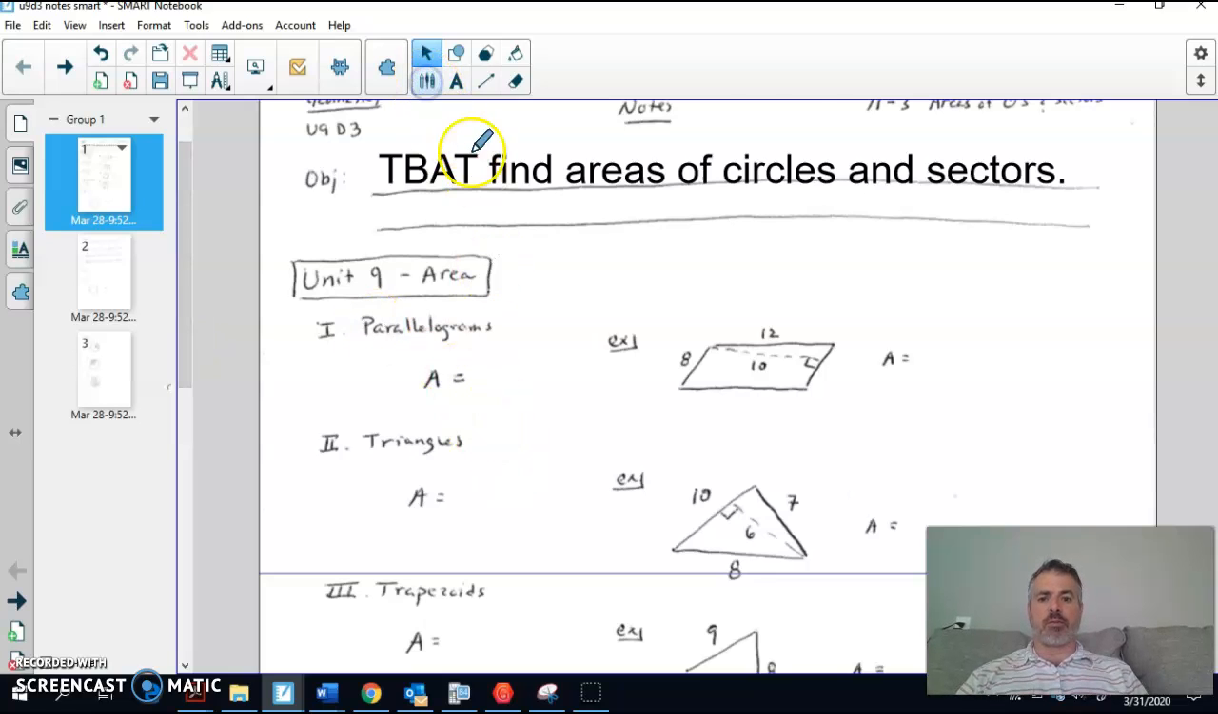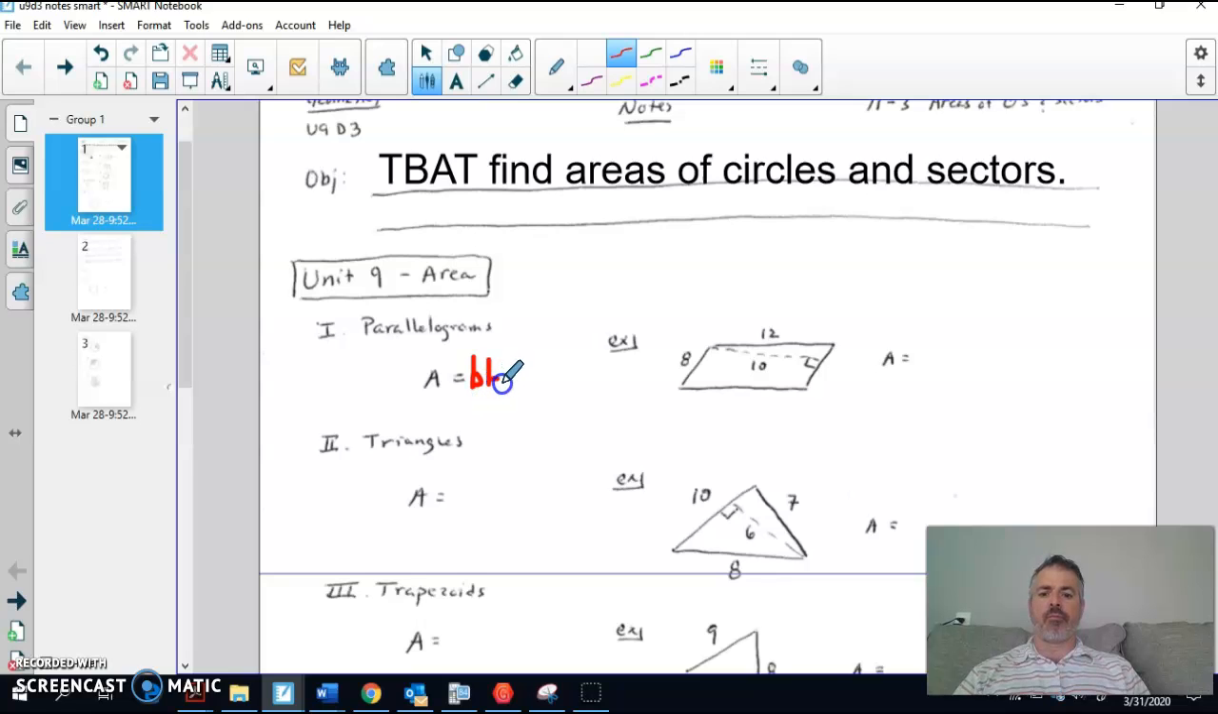So remember, parallelograms was simple. It was just the base times the height, where the base and height had to be perpendicular. So over here I have a whole bunch of measurements on this thing. The sides here are 8, these opposite sides are 12. I need base times height here, so I need something perpendicular. So I look for something perpendicular and I see this right angle right there. That's indicating that this 10 right here is the height.